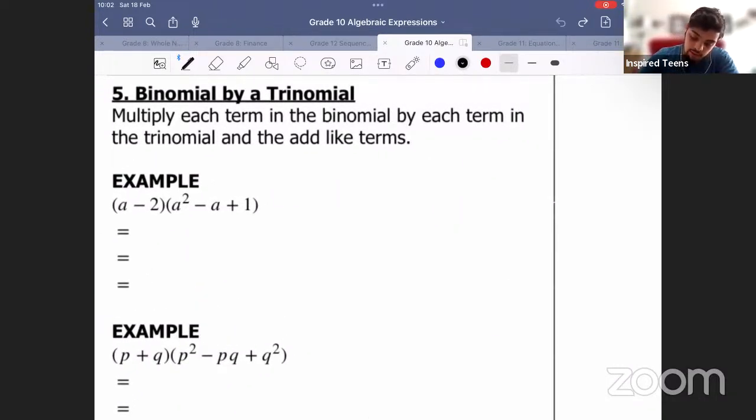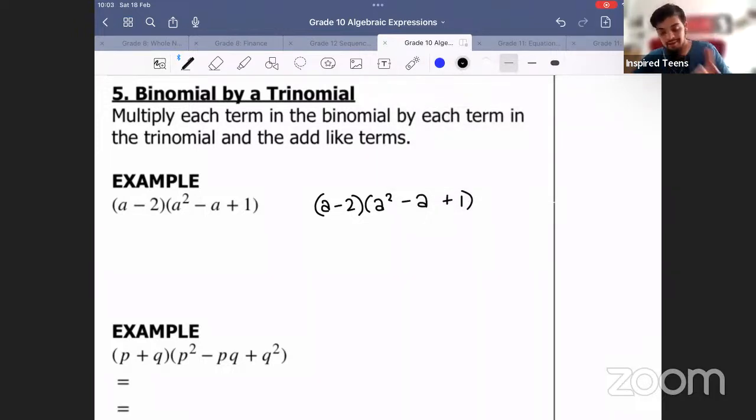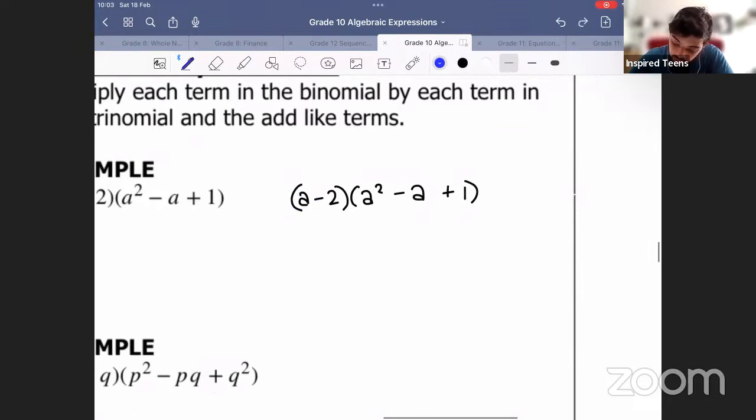Okay, so let's get rid of this. Right here, I'm actually just going to rewrite it: a minus 2, times a squared minus a plus 1. We need to multiply these two factors by each other. Remember, a binomial is 2 terms, a trinomial is 3 terms. So all we need to do is take the first term in the binomial and multiply it by each term in the other bracket.